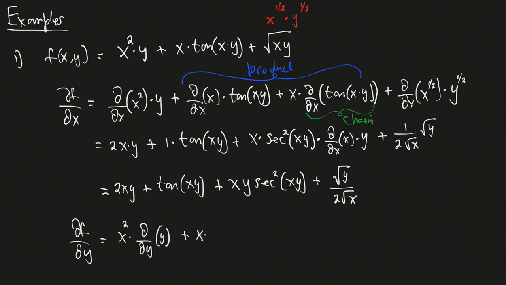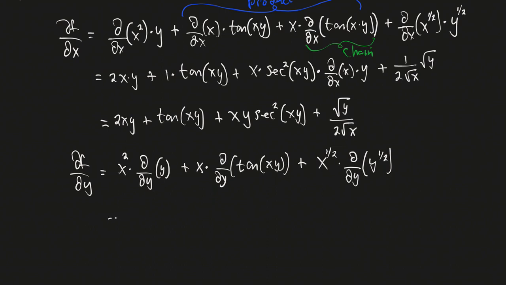So I have x times, and then I will have to do my partial with respect to y of the tangent of xy. And then similarly here, the root x will come down, and then I have to differentiate the root y with respect to y. So I'll write it like this. You'll have the x to the 1/2 times the partial with respect to y of y to the 1/2. And you'll notice when I say partial, it implies a first partial derivative, right?